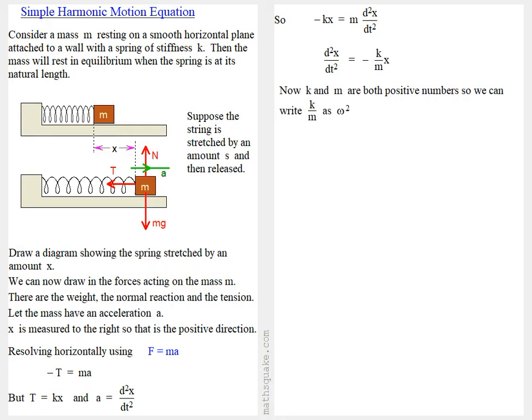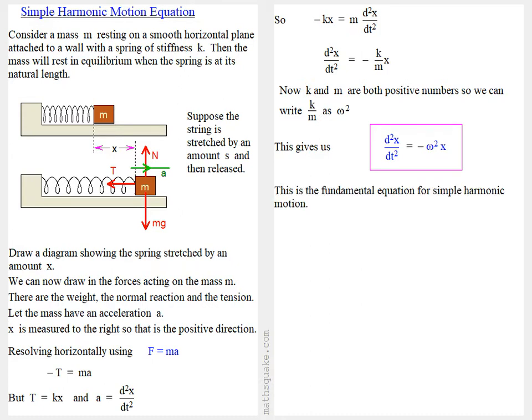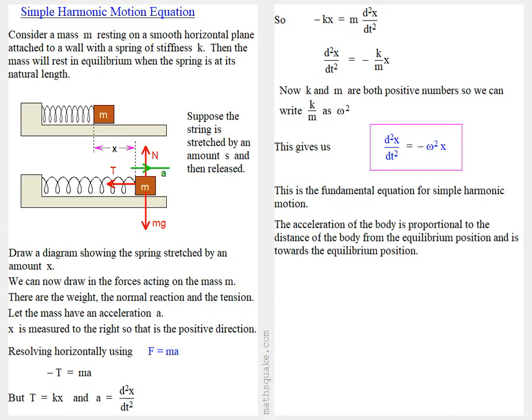Now k and m are both positive numbers, so we can write k over m as omega squared. Now this gives us the equation d2x by dt squared is equal to minus omega squared x. And this is the fundamental equation for simple harmonic motion. So, for simple harmonic motion, the acceleration of the body is proportional to the distance of the body from the equilibrium position, and it's towards the equilibrium position. Any body obeying this equation is said to be moving with simple harmonic motion.